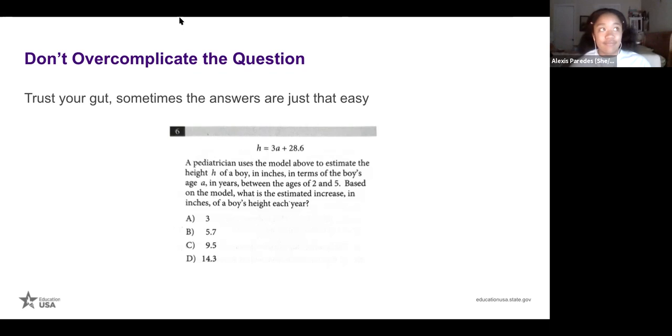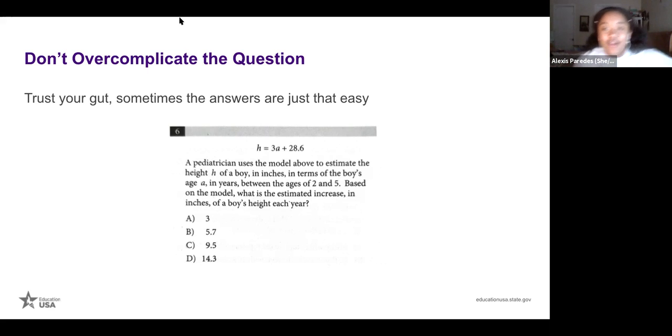Sorry if you guys can hear the thunder, it's raining really hard over here. But usually the number in front of a variable is going to be the value of change. So literally that quick, you can get the right answer and move on.